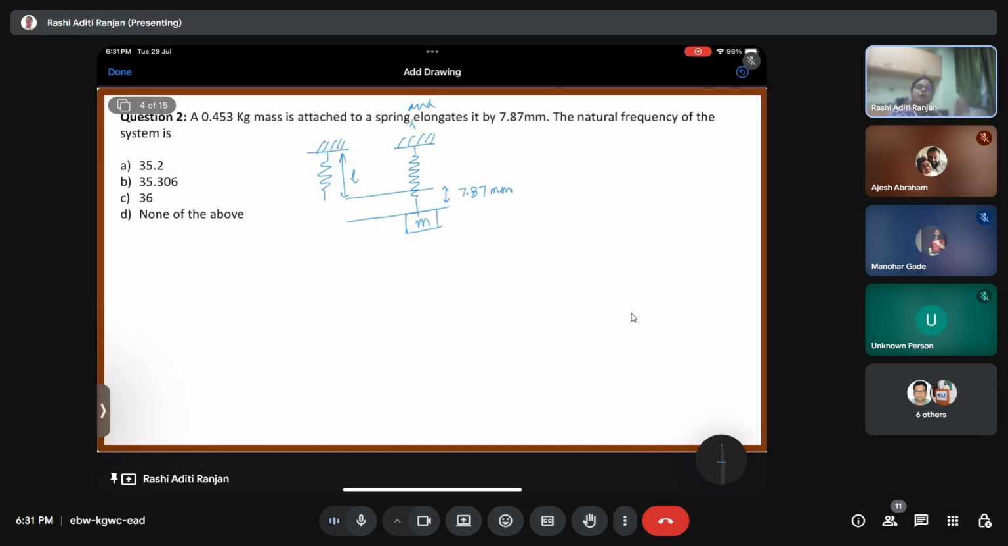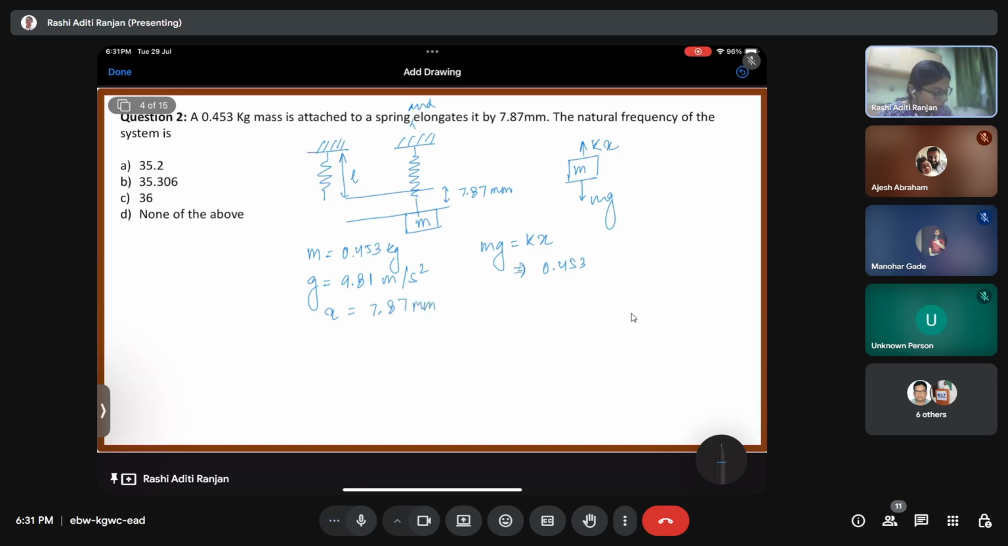Okay. But it does not contribute to anything into the natural frequency of the system. So this is the case. So by the free body diagram, if I see there is this mass m, here is mg, and then there is kx. So we'll have mg is equals to kx, where we have m as 0.453 kg, g is 9.81 meter per second square, and x is 7.87 mm.